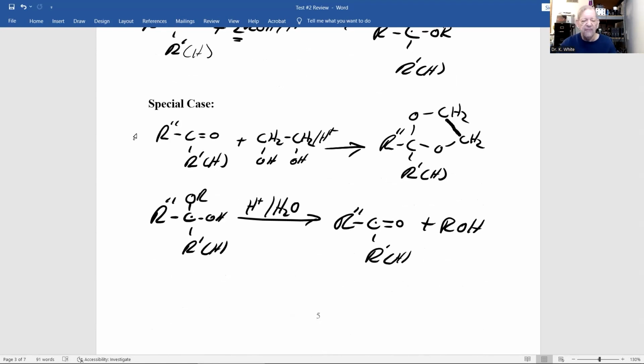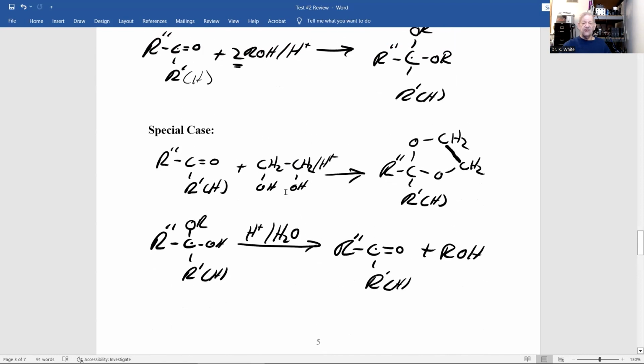invented it, by my advisor's advisor, PhD, Herbert Stork, Dr. Stork, at Columbia, I believe. Take an aldehyde or ketone, reacted with ethylene glycol and acid. Now, ethylene glycol has 2 alcohols in the same molecule, and you get this cyclic compound.